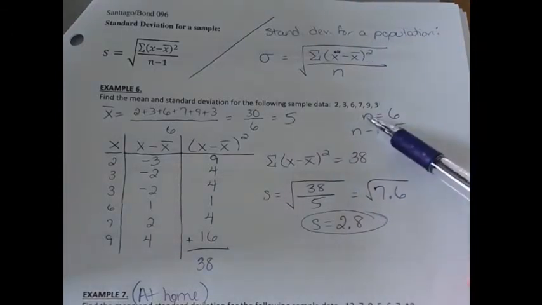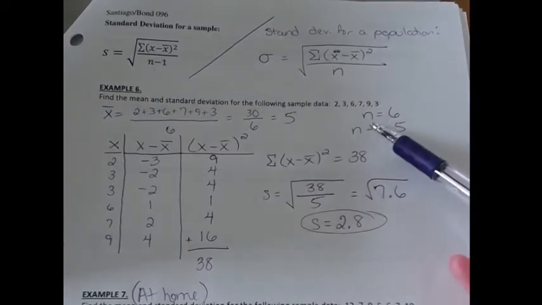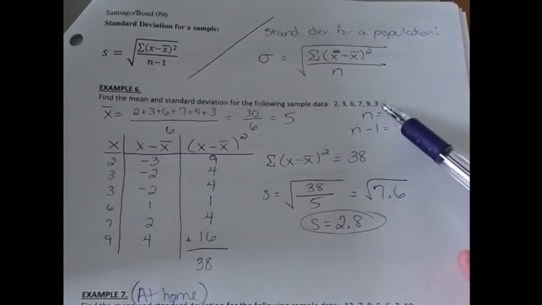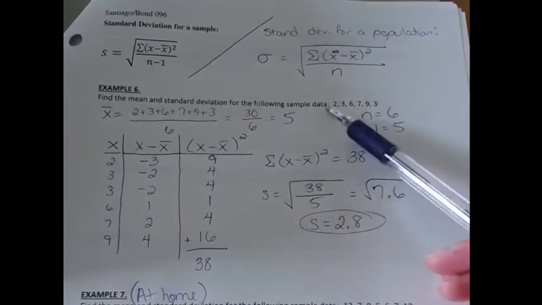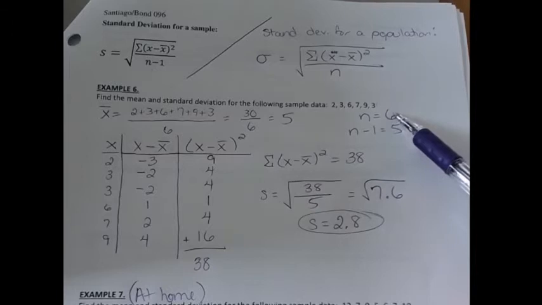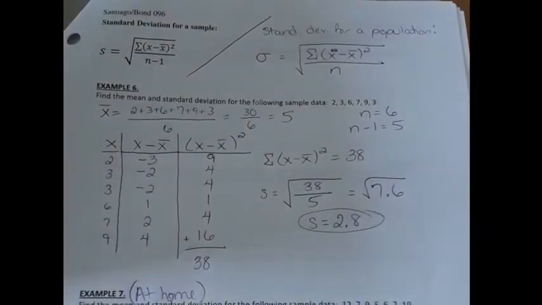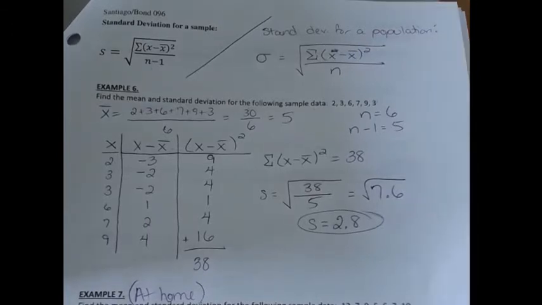In terms of n, recall that n is the number of values. So we had 1, 2, 3, 4, 5, 6 values in our set. We had 6 values in our data set. So n minus 1 means 1 less. Perfect. So you will do example number 7 at home.